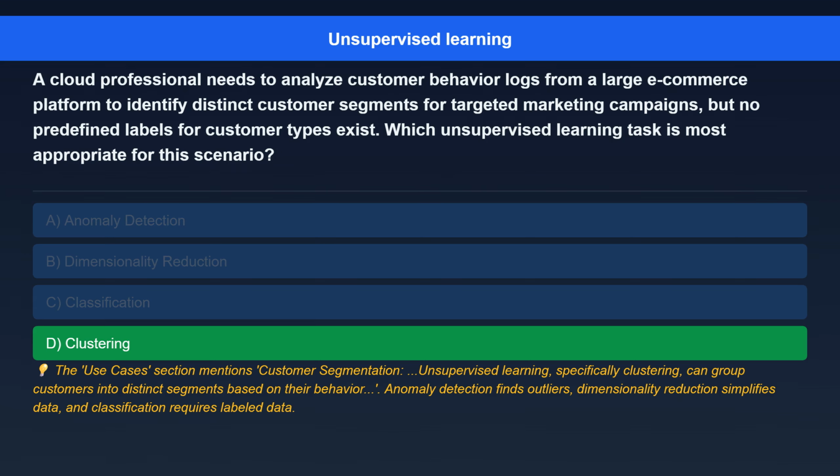The correct answer is clustering. Here's the explanation. The use cases section mentions customer segmentation. Unsupervised learning, specifically clustering, can group customers into distinct segments based on their behavior. Anomaly detection finds outliers, dimensionality reduction simplifies data, and classification requires labeled data.